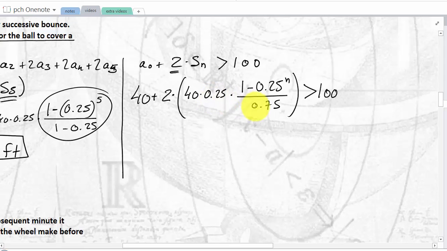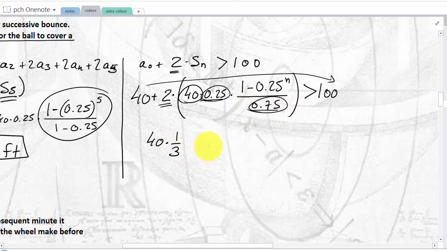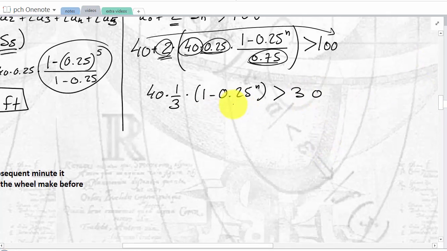Now, 0.25 divided by 0.75, that's just 1/3, okay? So we have, let me move the 40 on the other side. So 100 minus 40 is 60. 60 divided by 2, 30. So we have 40 times 0.25 divided by 0.75, 1/3, times 1 minus 0.25 to the n is above 30. Okay, all right, so that's pretty okay.